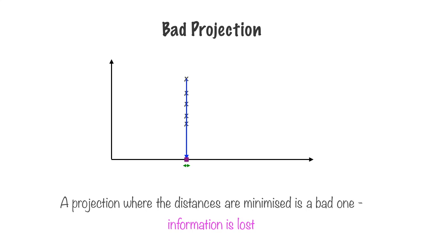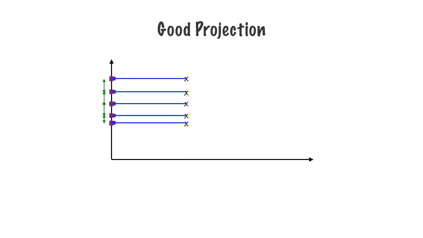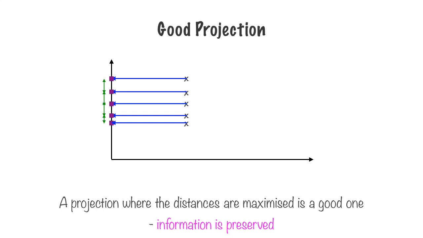This projection, where the distances are minimized, is a bad one. We've actually lost a significant portion of the information contained in these data points. All of these data points have been reduced to a single point. The second example that we saw earlier, where we projected these points onto the y axis, is when the distances are maximized. Information contained within these points is preserved. This is a good projection.